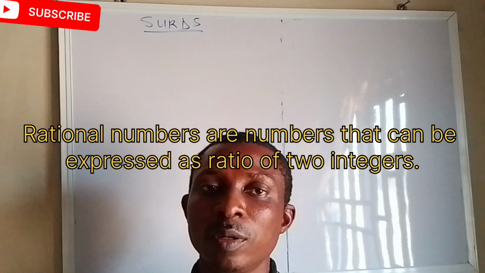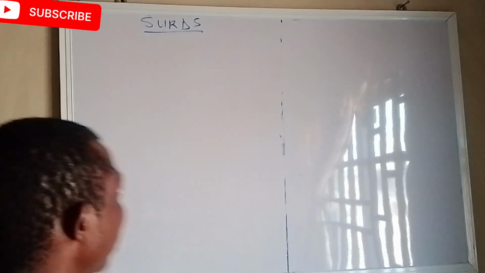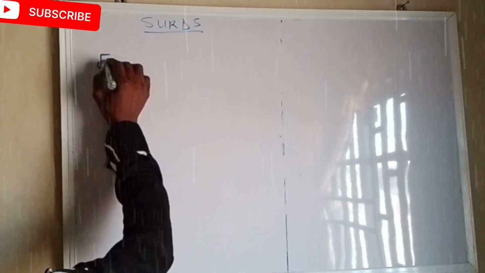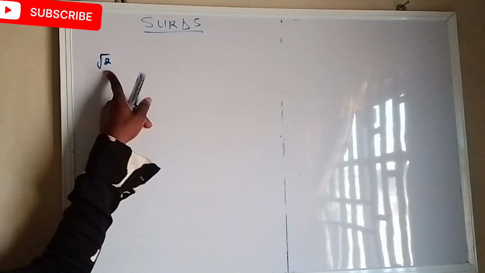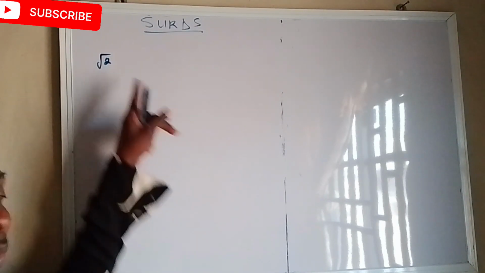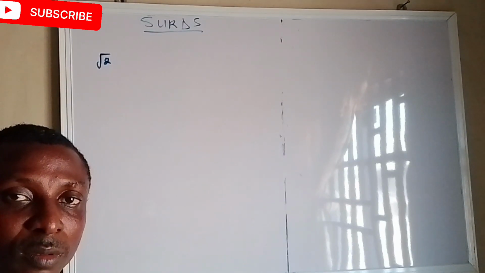Alright, so SURDs, just like I've said, they are irrational numbers. For example, we have the square root of 2. The square root of 2 is an irrational number. This number cannot be expressed as a fraction.